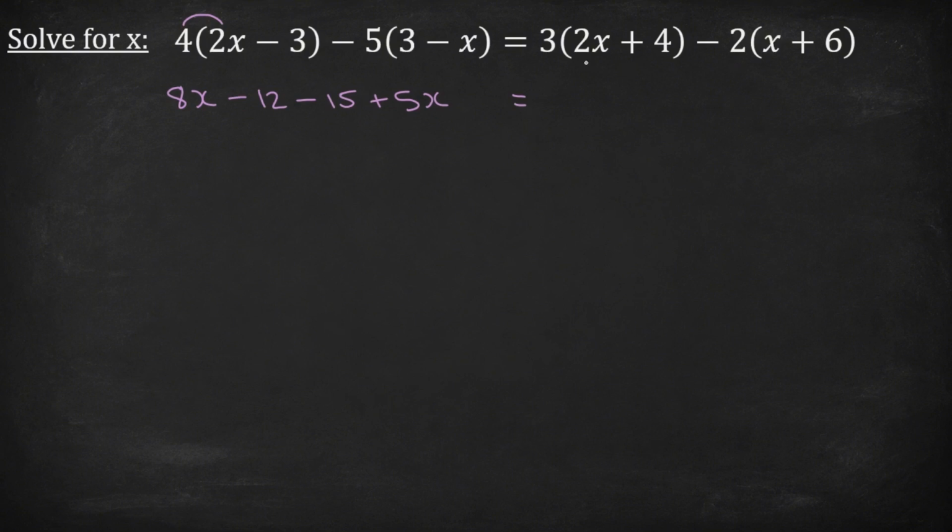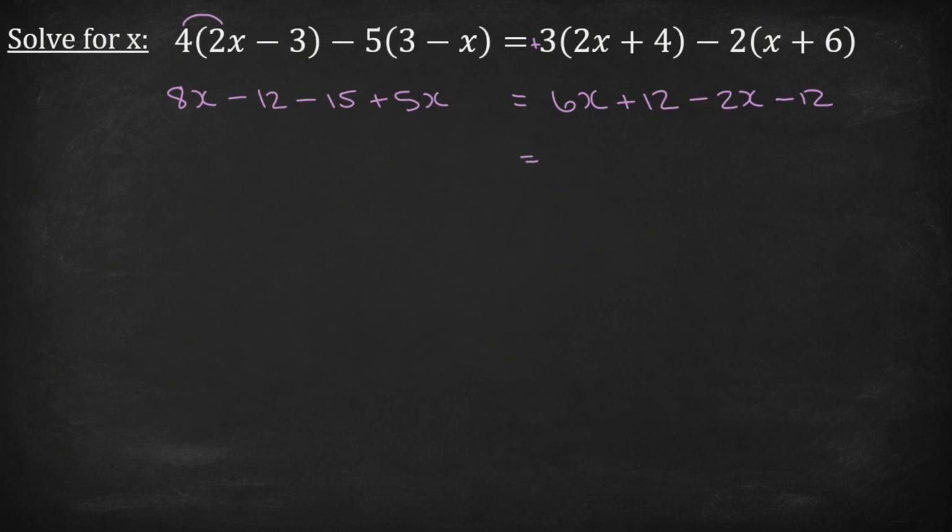Let's do the right-hand side. We've got positive 3 times 2x gives us positive 6x. And this positive 3 times positive 4 is positive 12. Again, we have this negative 2. The negative sign applies to the 2. So negative 2 times x is negative 2x. And negative 2 times positive 6 is negative 12.